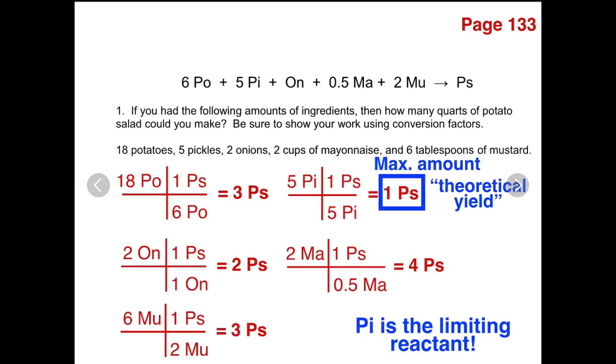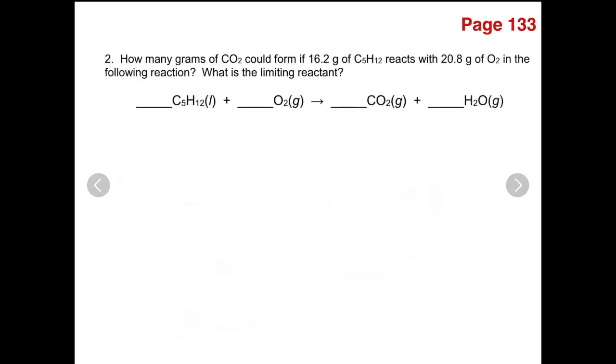I'm going to use a similar process here for the next example. In this case, we have 5 ingredients. You set up 5 calculations, right? Then pick the one that yields the least number of product, which is going to be the maximum possible amount that we can make. The ingredient for that would be the limiting reactant. So I'm going to do the same thing for our next example.